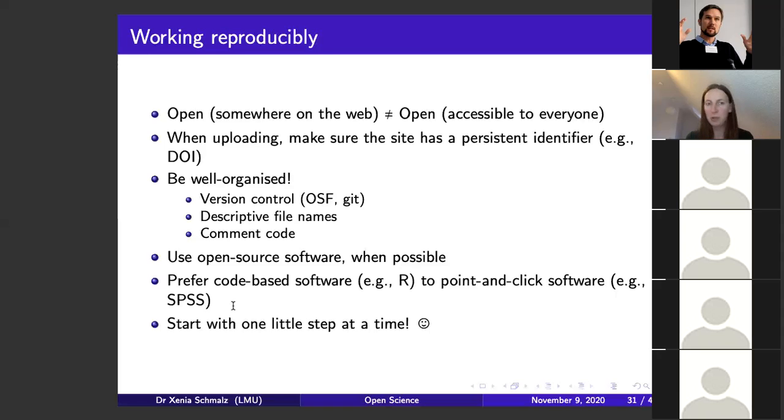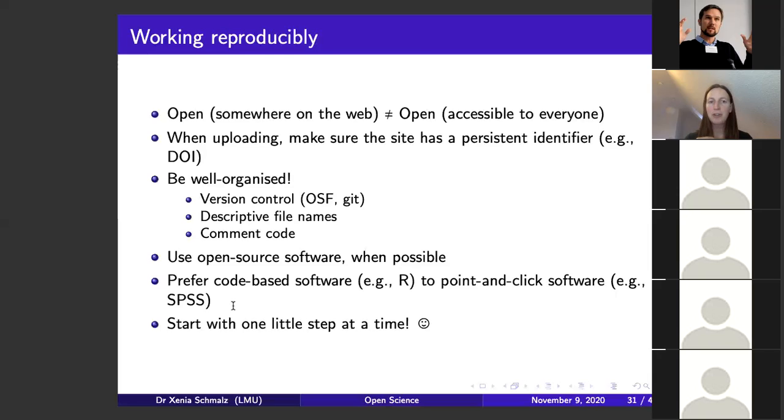So if you don't remember how you excluded the participants or you didn't write it down, you just don't know. Whereas in R, you will write a piece of code saying if the z-score of that particular participant is greater than that and that much, exclude that participant. So you will really have the written record of what you did.